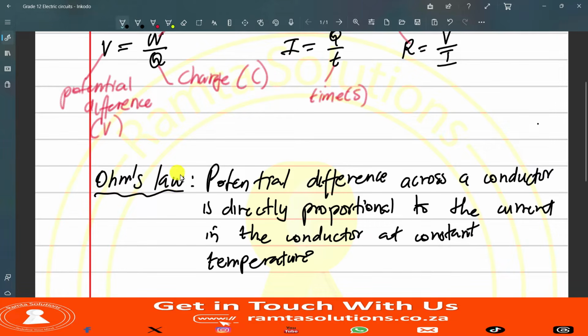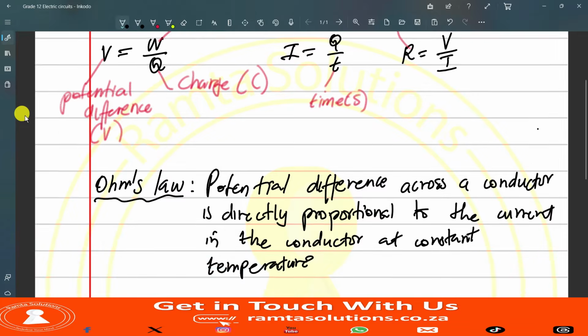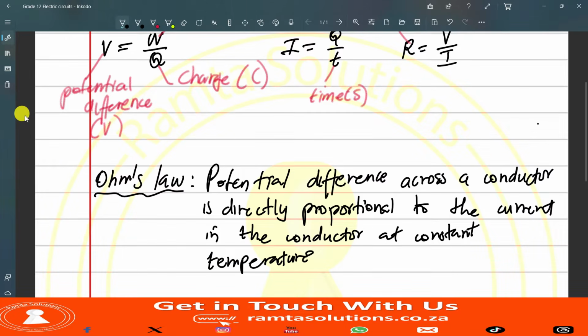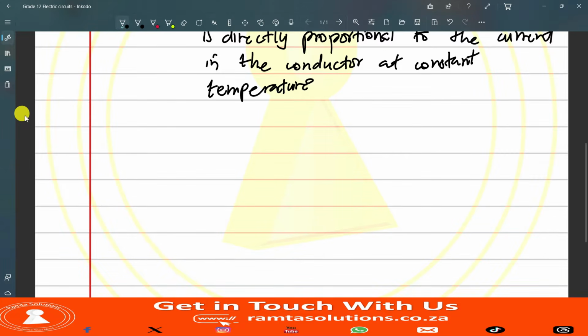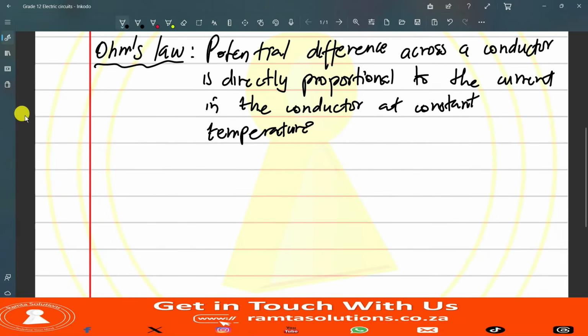I know I didn't write the definitions of potential difference or voltage and that of current and resistance. All right, but I will try to give some other definitions as the video proceeds. Again, we also talked about an ohmic resistor. So we are in grade 11 now.